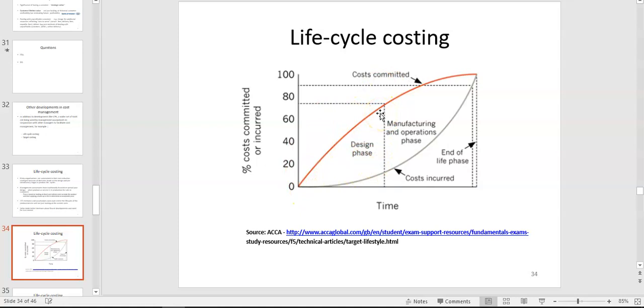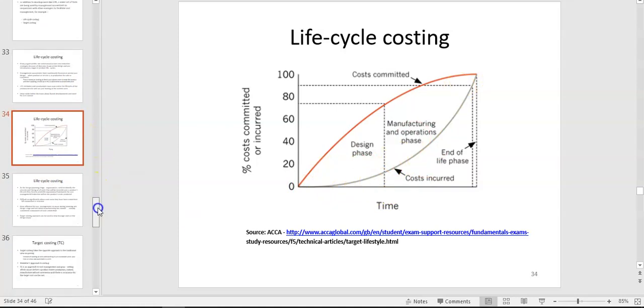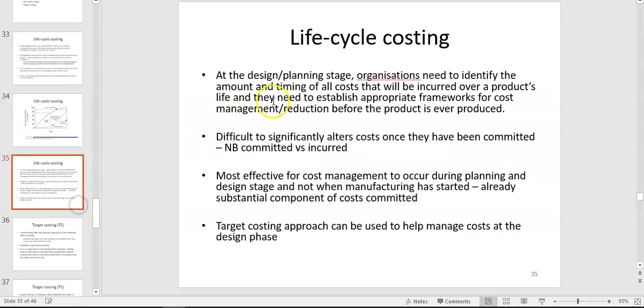And it can also draw attention that these costs that are incurred in the design phase have to be covered as well when you go to the selling phase. Because if you don't cover these costs, you're not going to have a profitable product, and you're not going to have enough resources to reinvest in the next tranche of products. So at the design and planning stage, you need to identify the amount, the timing, and costs. And that can be difficult because there can be alterations.